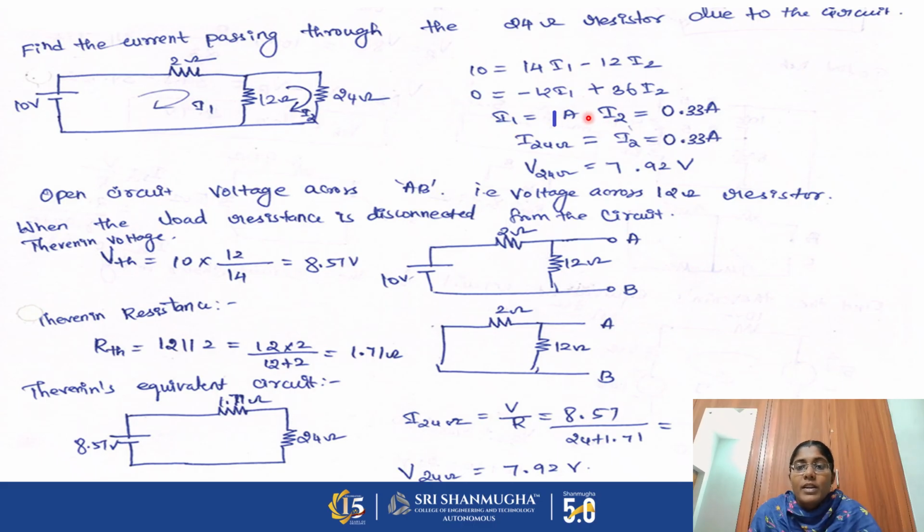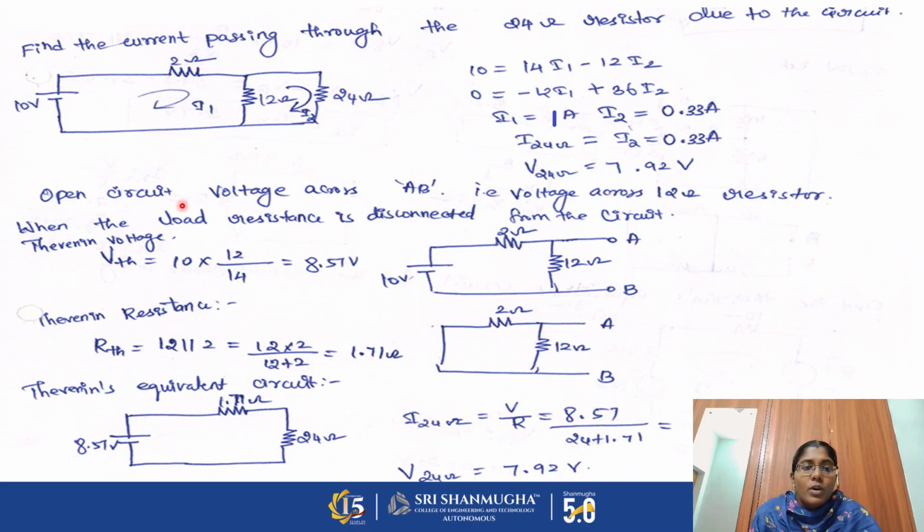So I1 value is 1 amps and I2 value is 0.33 amps. We need current flowing through the 24 ohm resistor. So which mesh current is flowing through the 24 ohm resistor? I2. So I24 ohm is equal to I2, which is equal to 0.33 amps. So how can we find out voltage across the 24 ohm resistance by using Ohm's law? V is equal to I into R. So I value is 0.33 amps and R value is 24 ohms. So if you multiply both these things, you will get the value of V24 ohm as 7.92 volt.